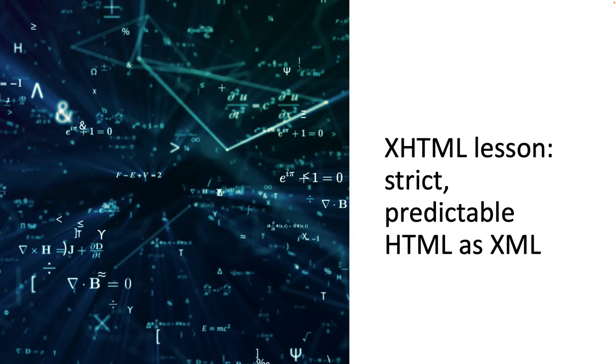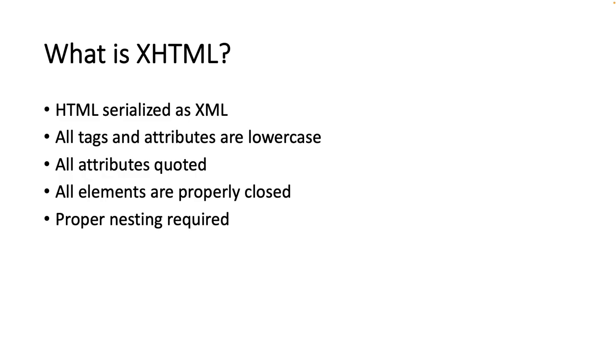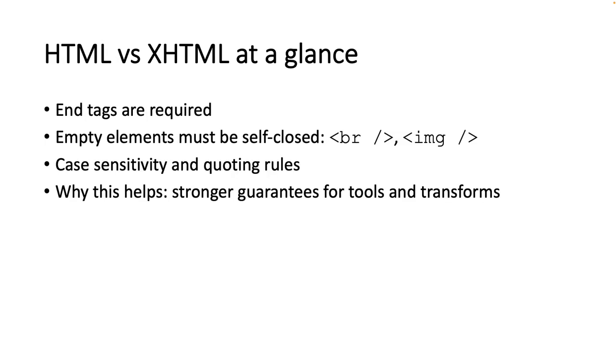So let's jump right into XHTML. We're going to talk about strict, predictable HTML as XML. So what is XHTML? HTML serialized as XML. HTML, as we know, I think everybody raised their hand when I asked in class 1, are you familiar with HTML? All tags and attributes in XHTML are lowercase, all attributes are quoted, all elements are properly closed, and proper nesting is required. So HTML versus XHTML.